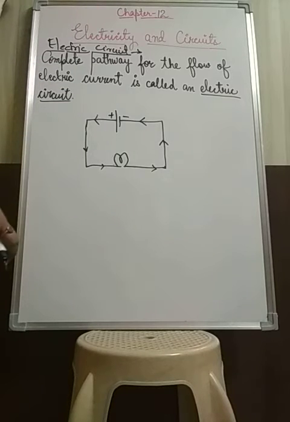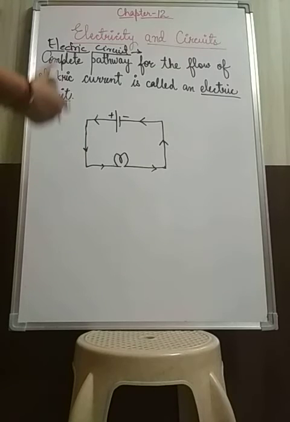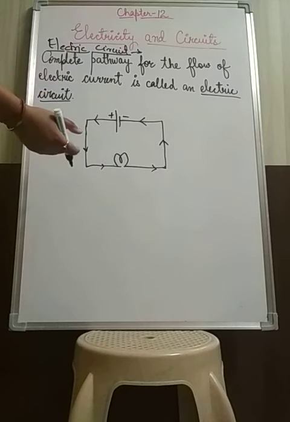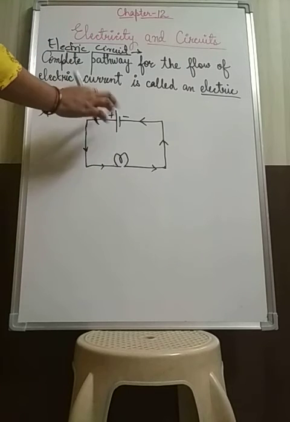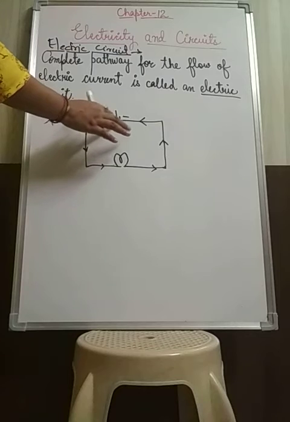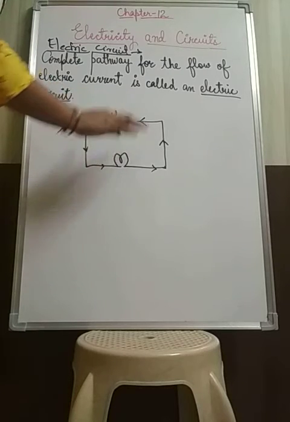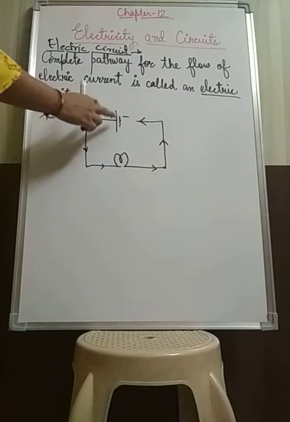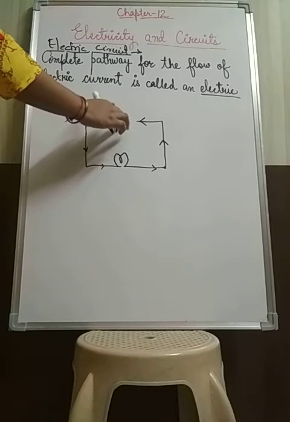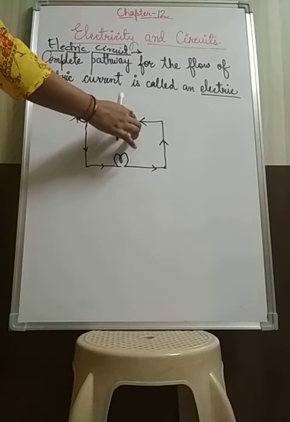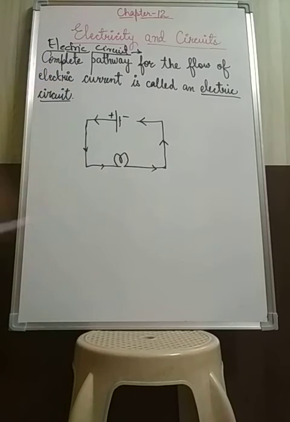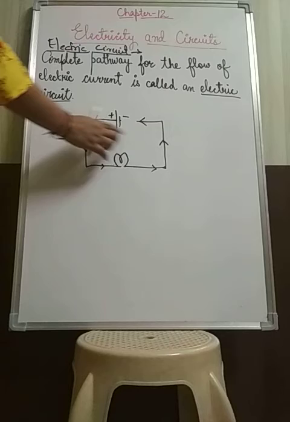Okay, in the first circuit, these two are not joined. In this condition the bulb will not glow because here the circuit is incomplete. See, this wire is not attached to this negative terminal. So the bulb will not glow.